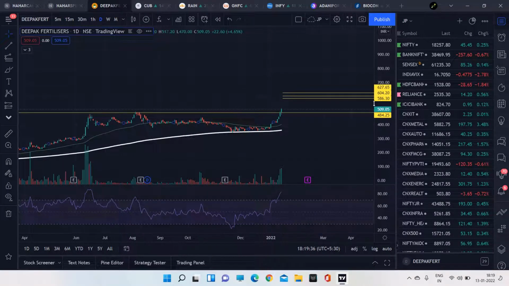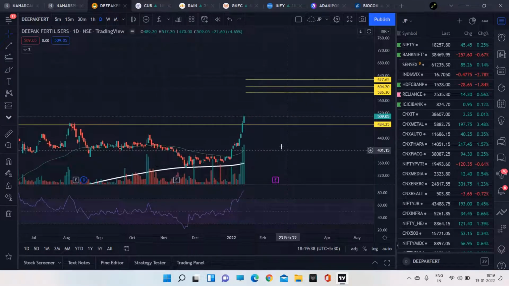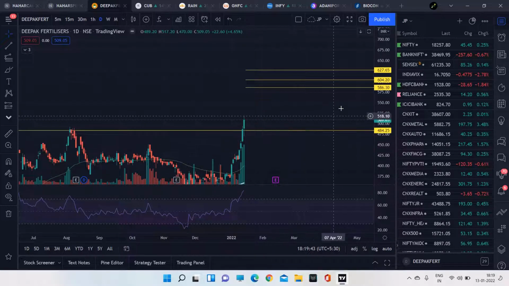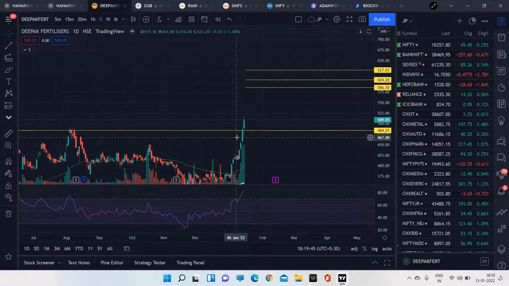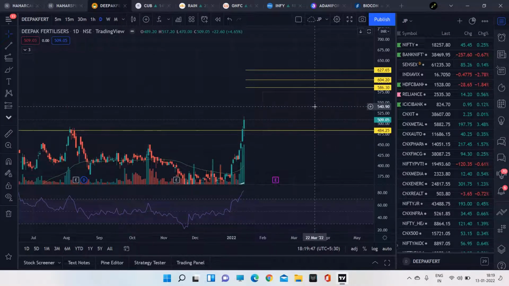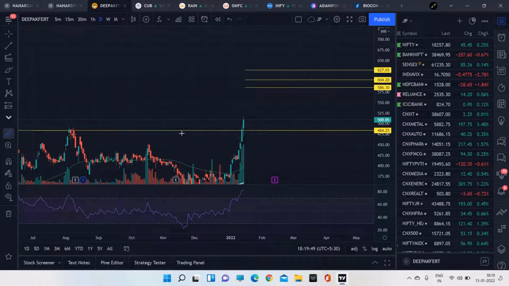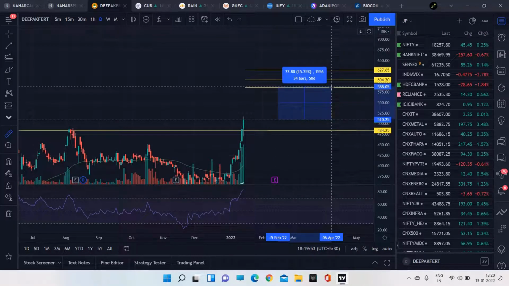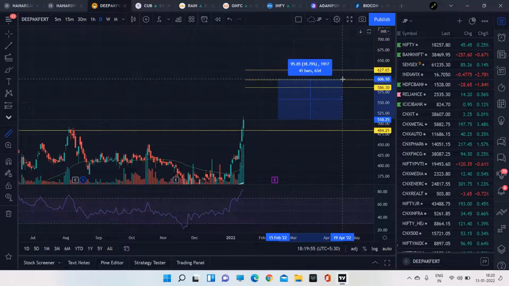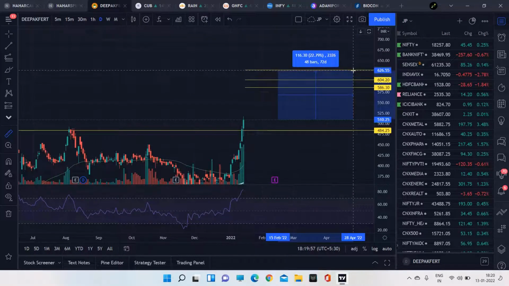Now it's time to take a trade. You can immediately take a trade in this stock, that is Deepak Fertilizers. You can place the stop loss at the low of this candle, and your first target is 586.30. The second target is considered at somewhere here. First is 585, second is 604, and the third is 625, 626.